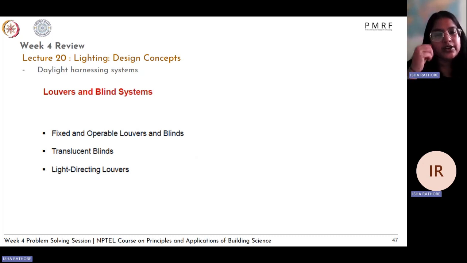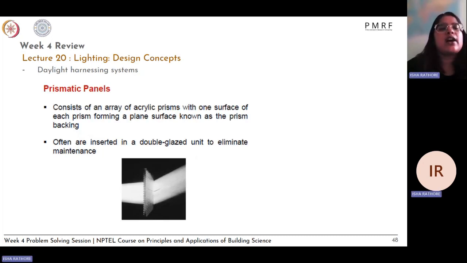You can have translucent blinds such that part of the daylight comes in. Then you can have light directing louvers which reflect and allow only a certain amount of light to come inside. Okay. Then you have prismatic panels. They consist of an array of acrylic prisms. A prism is used for diffusing the light basically. So you have acrylic prisms with one surface of each prism forming a plane surface known as the prism packing. And they are often inserted in a double glazed unit to eliminate maintenance.